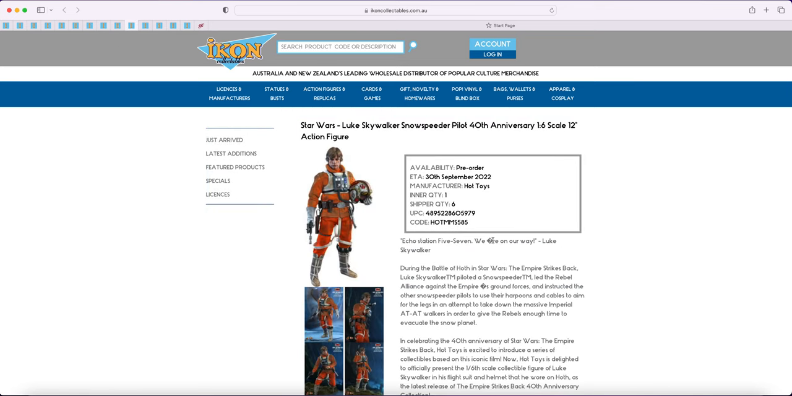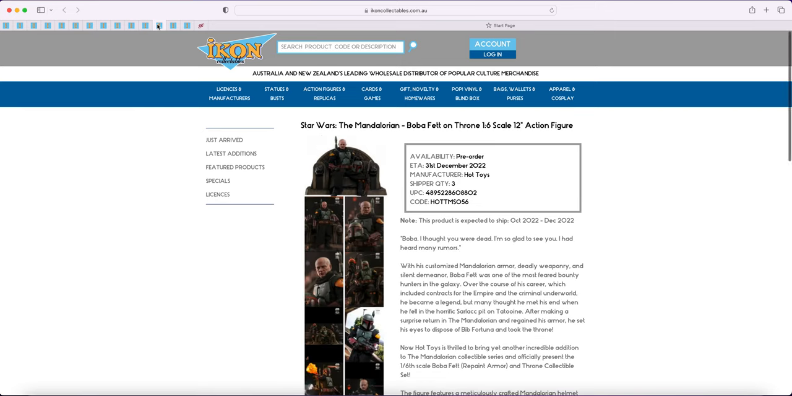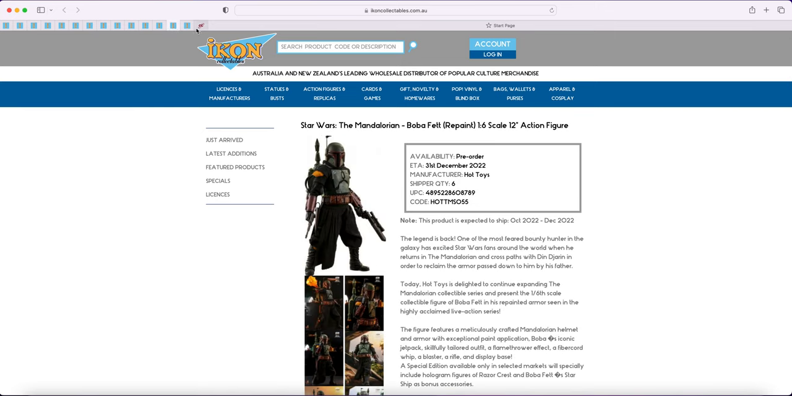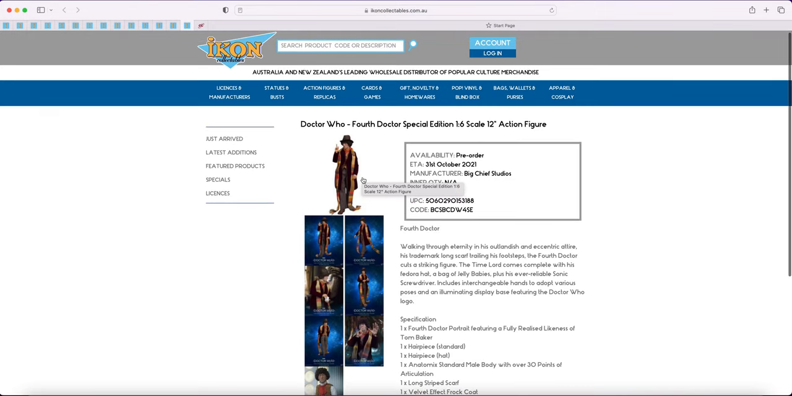Again, probably more than likely they have it, but he's got batteries, so they're just not talking about him. Echo, 31st of October, and then the Throne and Boba haven't updated, and that's just a Big Chief Studios figure. That has come into stock with Big Chief Studios themselves, but not Zavi or anything yet.